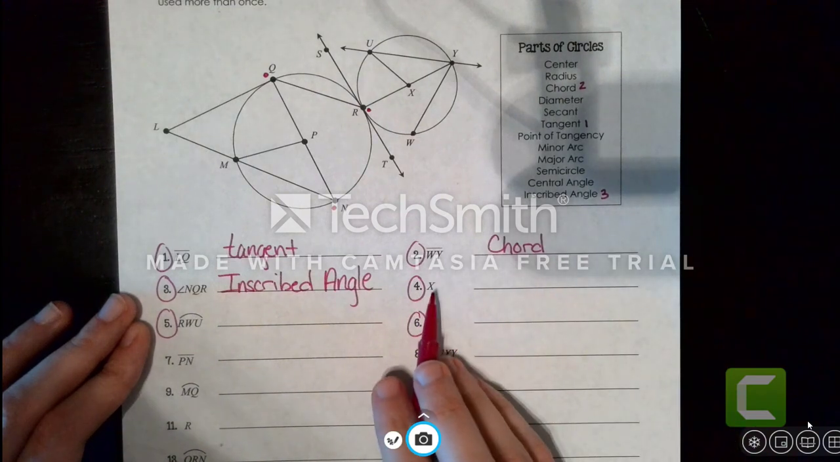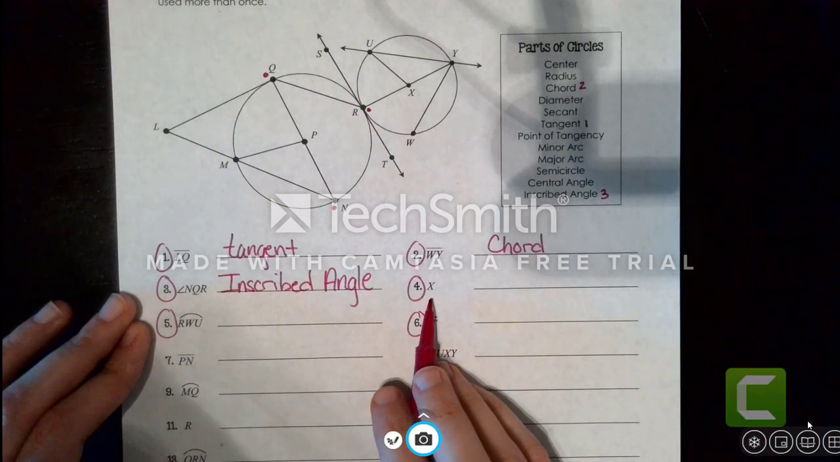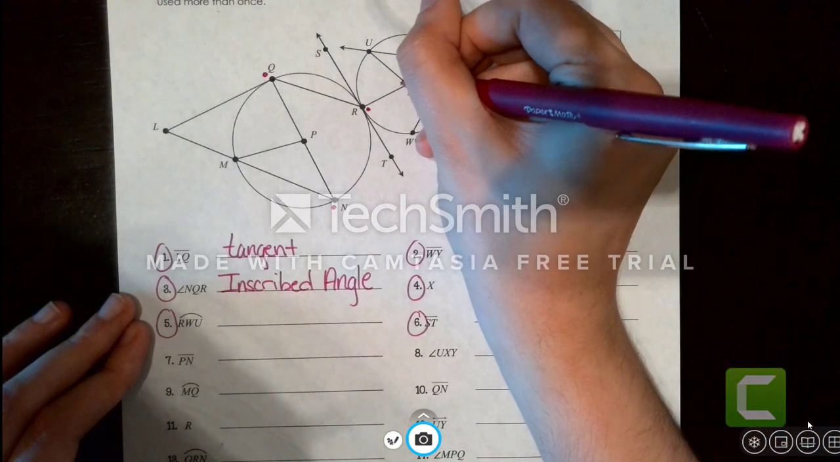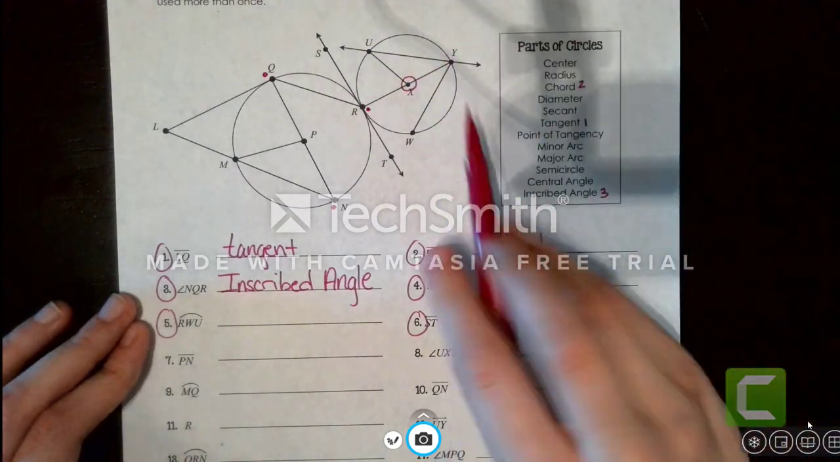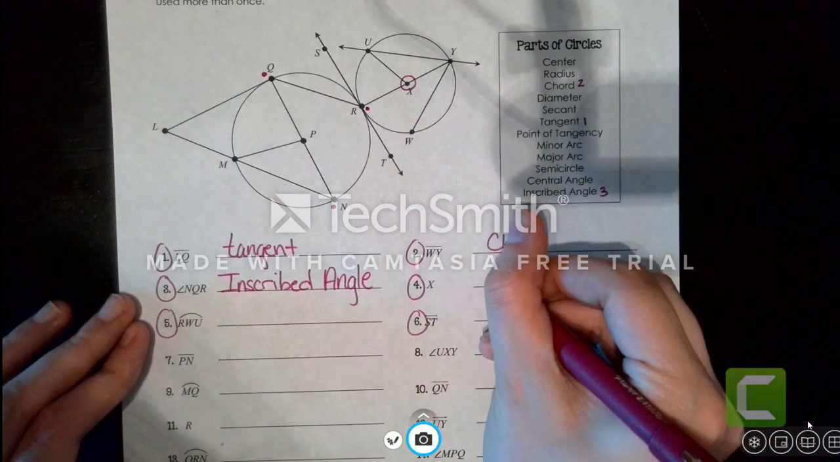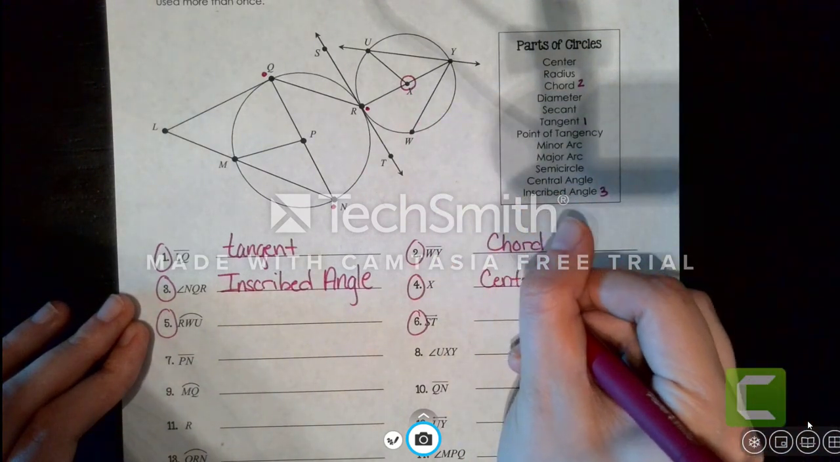Number 4 is looking at one specific point, and that point is X right here. Now that's sitting in the center of our smaller circle, so that means that this has to be our center point.